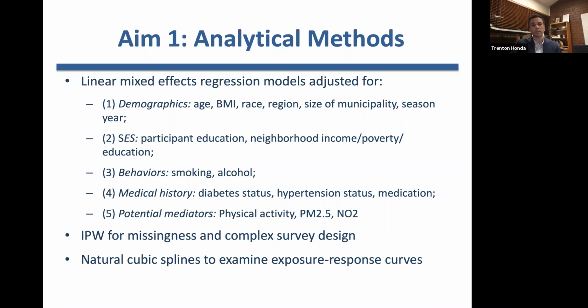Behavioral variables included smoking and alcohol use. Medical history included diabetes status, hypertension status, and medication use. And then potential mediators included physical activity, PM2.5, and NO2. We used inverse probability weighting to account for missingness, as well as the complex survey design. And then we examined exposure response curves using natural cubic splines.